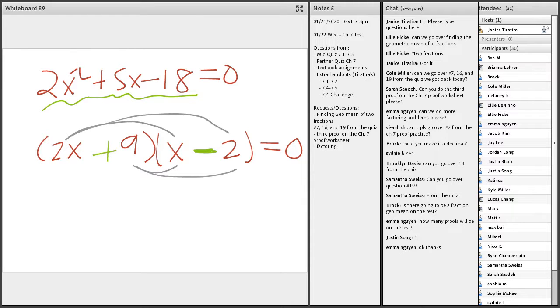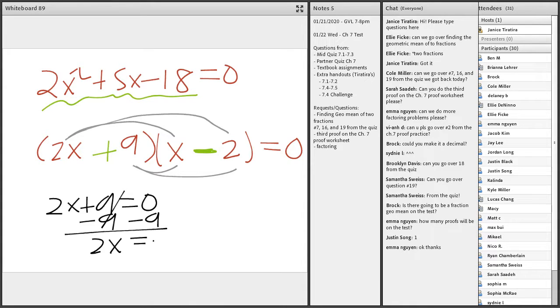So now, how do you proceed? Well, we got to solve, right? We got to solve for x. This is number 7 from the quiz. So you put 2x plus 9 equals 0, and you do math from Algebra 1. So you move the 9, and then you divide by 2, and you'll end up with negative 9 halves.